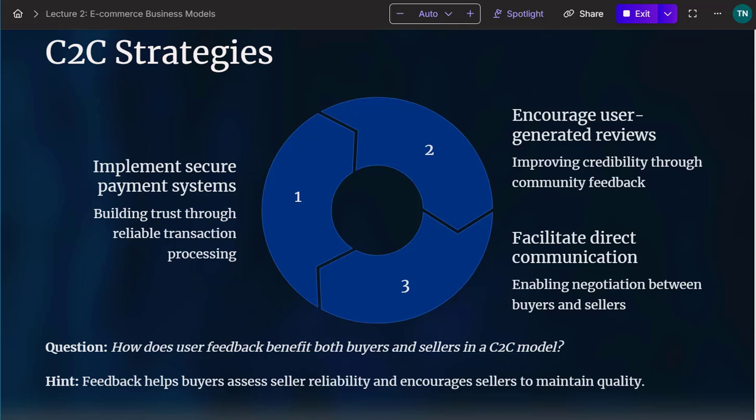So the takeaway in C2C strategy is to implement a secure payment system by building trust through reliable transaction processing, encourage user-generated reviews by improving credibility through community feedback, and facilitate direct communication by enabling negotiation between buyer and seller.